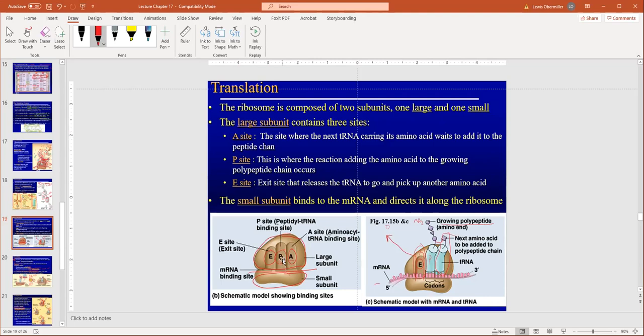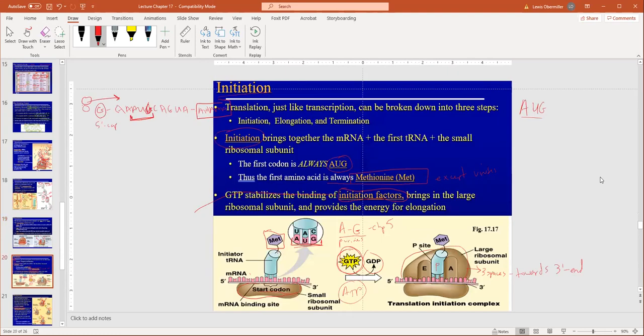All right, so you should know the E site, the P site, and the A site. You should know the A site is the one where the new tRNA that's charged, that has an amino acid attached to it, comes in. The P site is where the growing polypeptide is made, and then the E site is the exit where the uncharged tRNA, the tRNA with no amino acid, leaves. There's a video that we looked at for this as well.